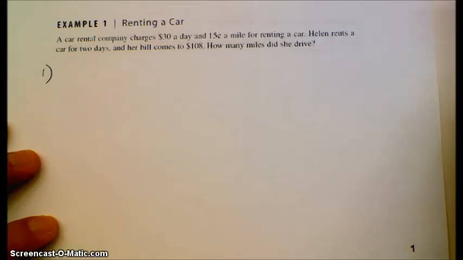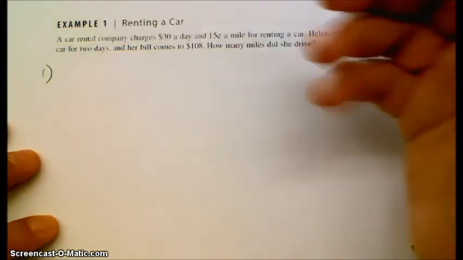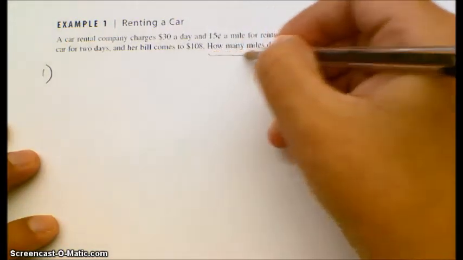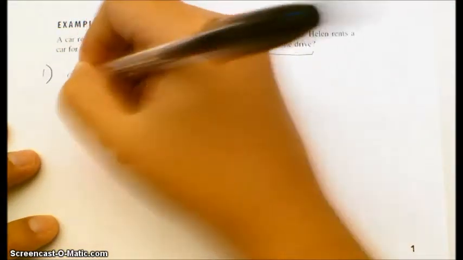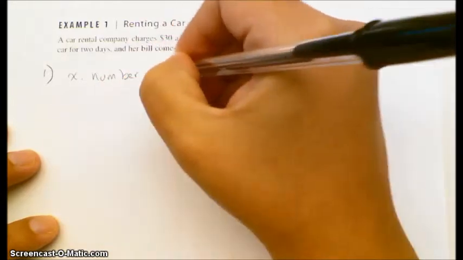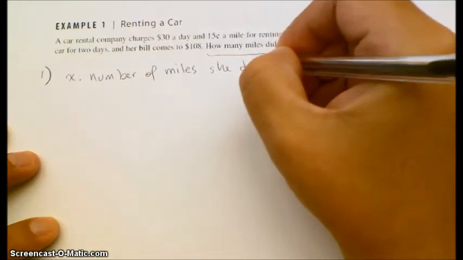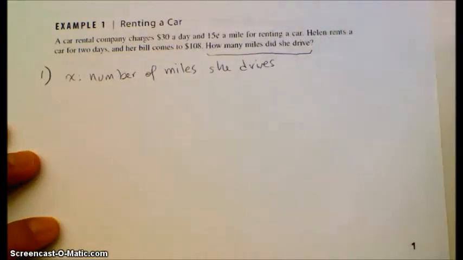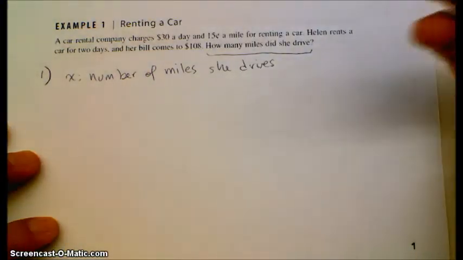The first step says identify the variable, and usually the variable is going to be the one that is in the question. So in this problem, the question says, how many miles did she drive? So I'm going to call x the number of miles that she drives. I don't know still what the problem is about, but I identify the variable, and then keeping that in mind, I'm going to read the rest of the problem.